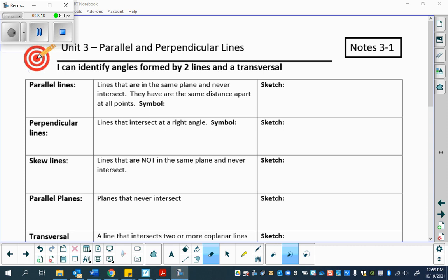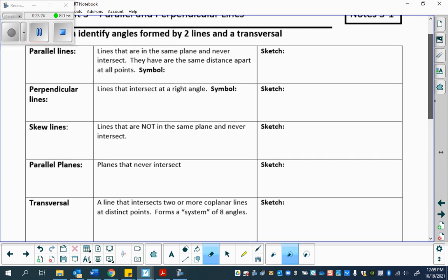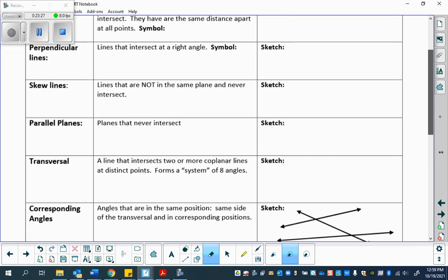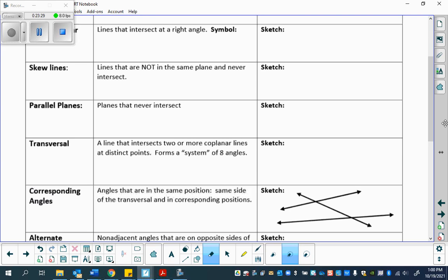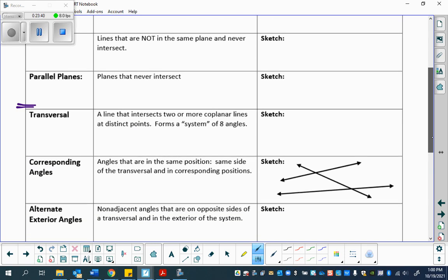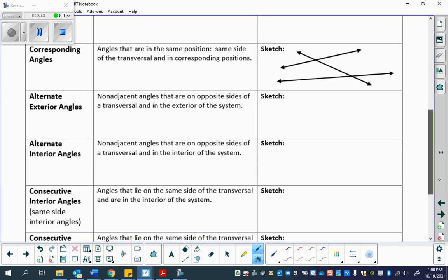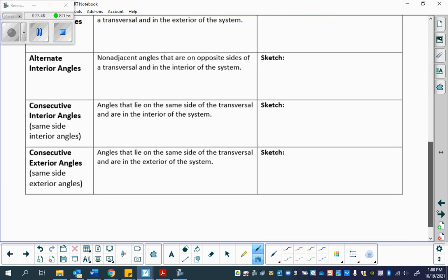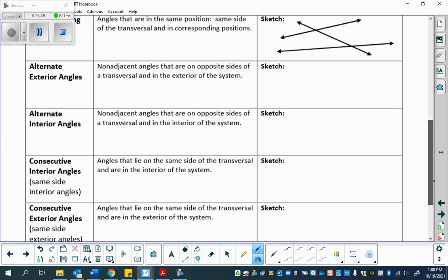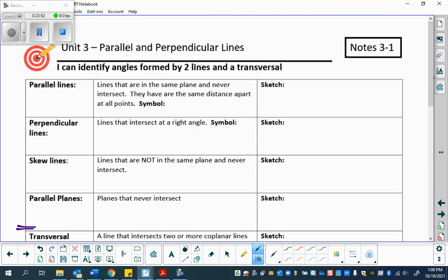So go ahead, take a minute and scroll down and look at each of those vocabulary words. Parallel lines, perpendicular lines, skew, parallel planes, and right up until this line here, those are all the same review terms that we just talked about. Transversal we mentioned, and then all of a sudden we have all of these different angle relationships. So what I want to make sure is that you have, if you need color pencils or highlighters, that you're with me and you're ready to go.